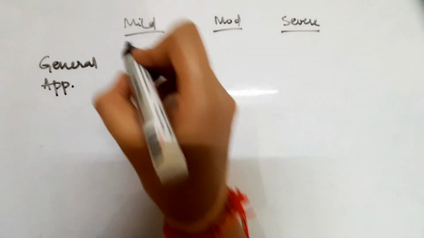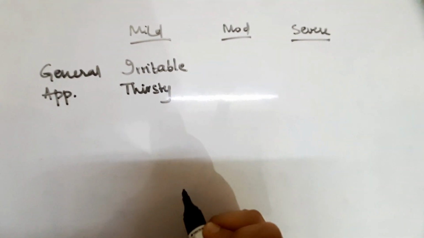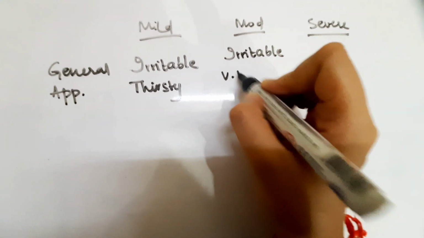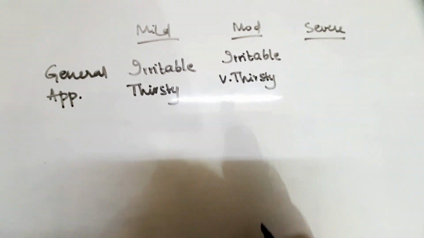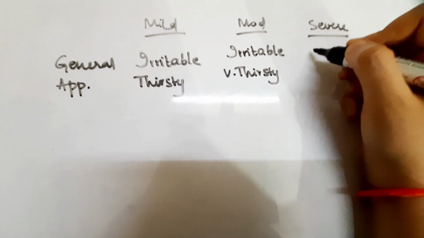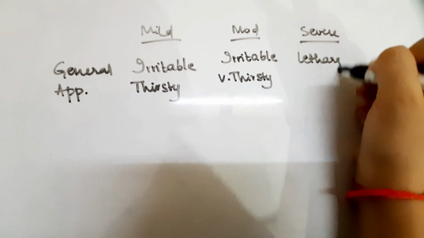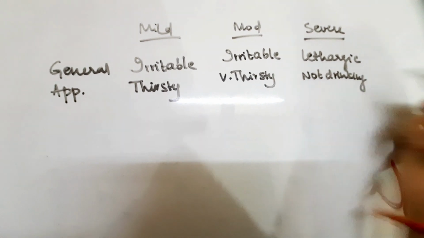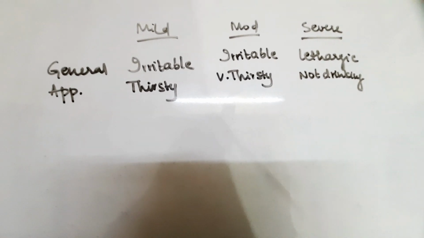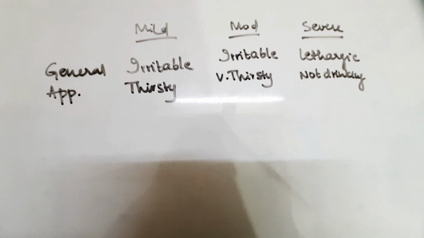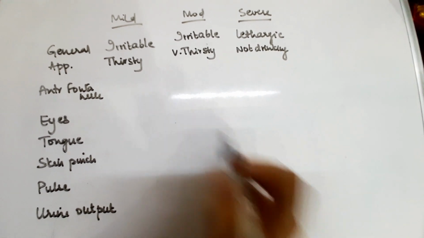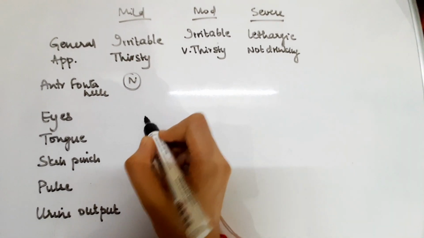In mild dehydration, the child will be irritable and the child will be thirsty. In moderate dehydration, the child will be irritable and will be very thirsty, which means he will drink a lot of water. But in severe dehydration, the child will become lethargic and the child will drink very poorly. He will not drink that much water. So, if a child with diarrhea is not drinking that much water, it might mean that it's because he is lethargic and severely dehydrated.